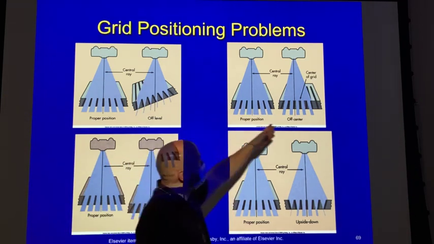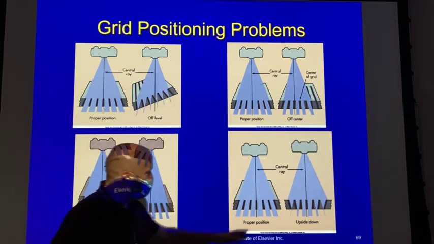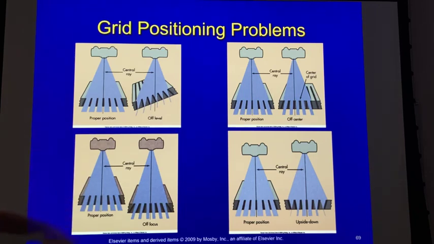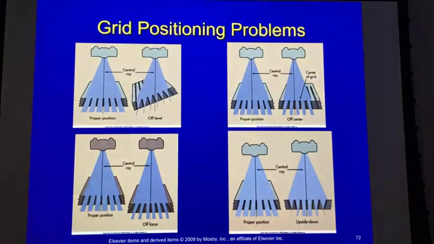So if you're not centered to the center of a focused grid, you're going to see grid lines. If you've got an inverted grid, it's going to be very dramatic. And if you're off focus, if you're too short or too far away, then you're going to see grid lines too. Grid cutoff. That's what all that is.